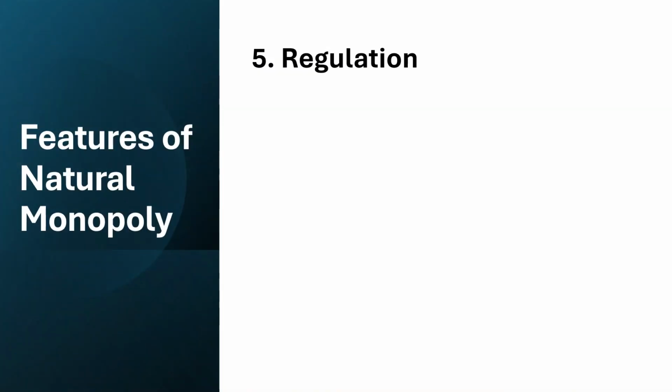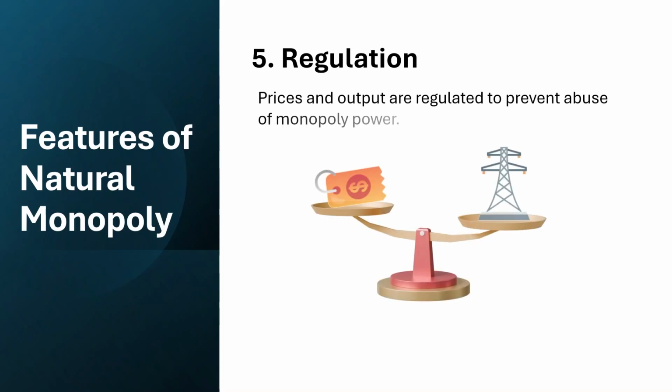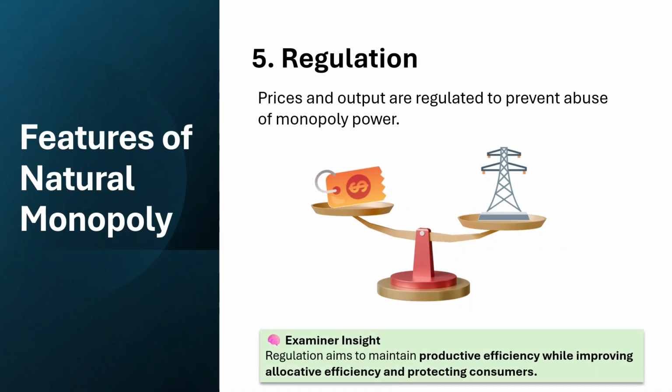However, efficiency on its own is not enough. Because a natural monopoly faces little or no competition, there is a risk of high prices and misuse of monopoly power. That is why natural monopolies are usually regulated to control prices and output, as well as protect consumers. In your answers, this is how you balance the argument. Regulation helps improve allocative efficiency and protect consumers while still allowing the firm to benefit from economies of scale and remain productive. So, this brings together all the important features of a natural monopoly.